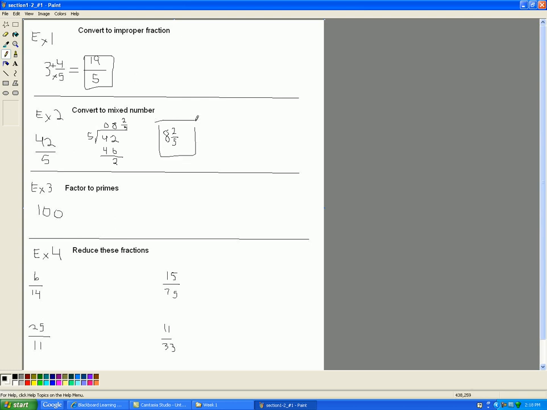That's simple. And if you want to check your work, you can simply do the same trick we did up here: times, and then a plus. 5 times 8 is 40. 40 plus 2 is 42 over 5, and that works out.